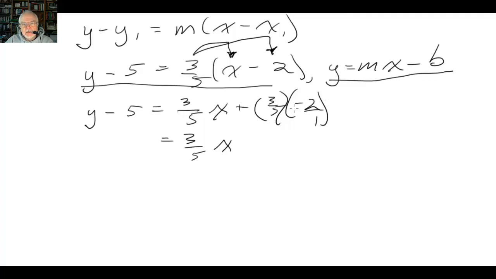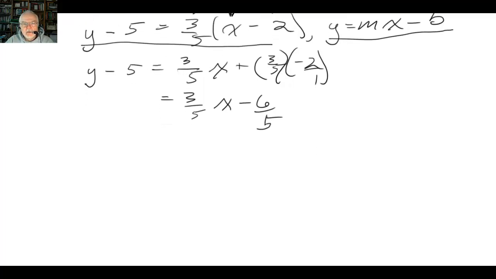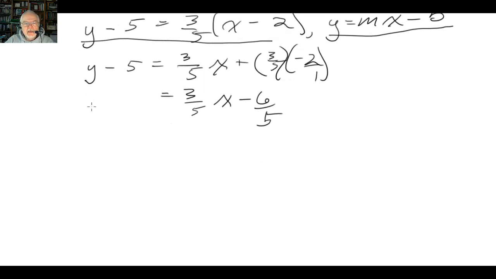Now we multiply fractions. We multiply numerators times numerators and denominators times denominators. 3 times minus 2 is minus 6. 5 times 1 is going to be 5. Almost wrote down a 1 there. That would have been wrong. Can I simplify that? No. So I have y minus 5.